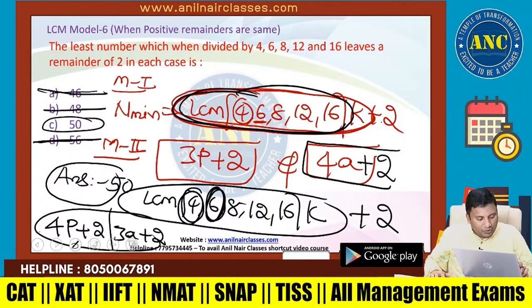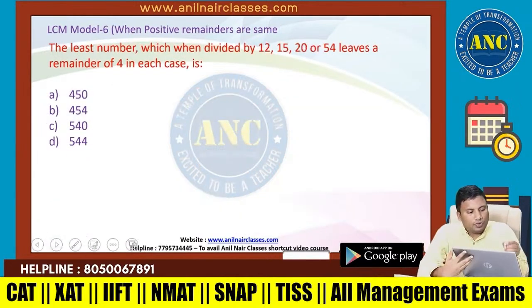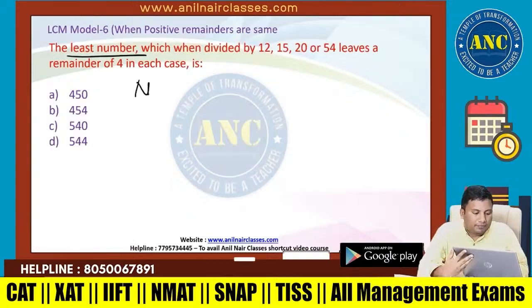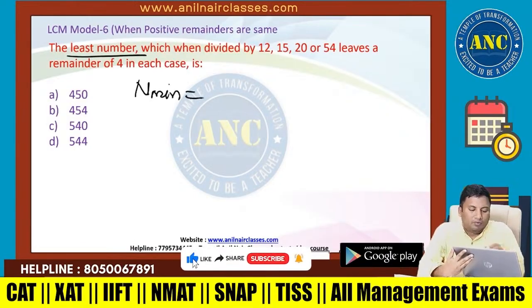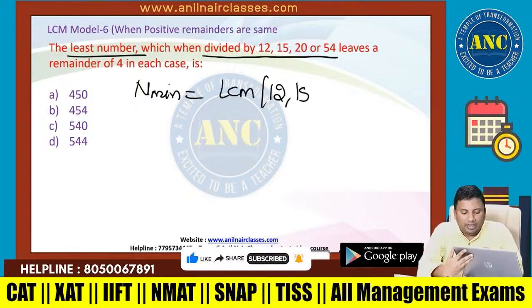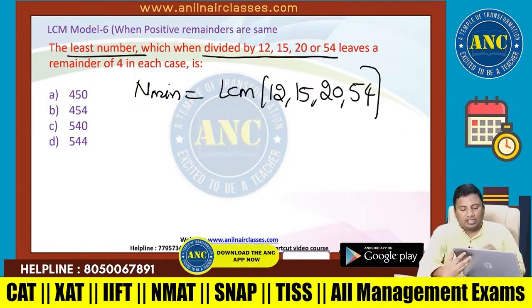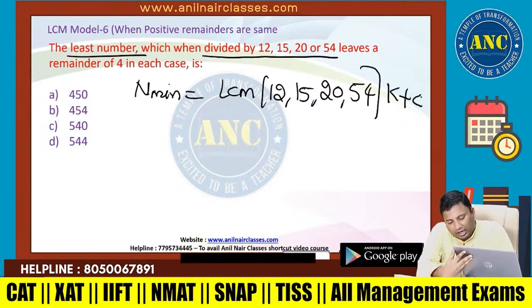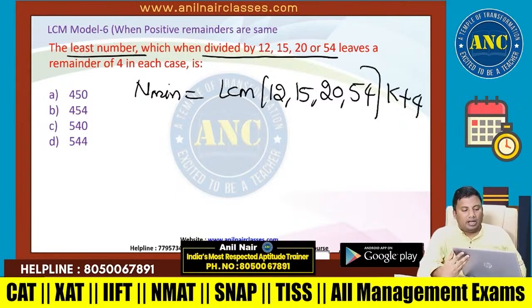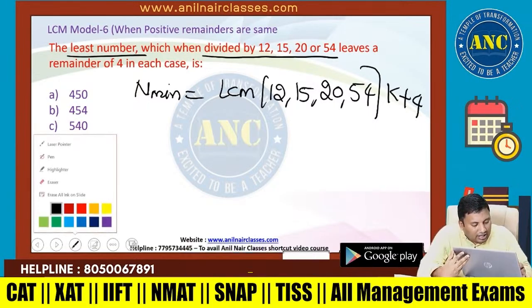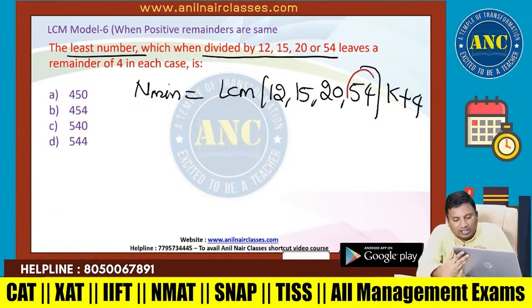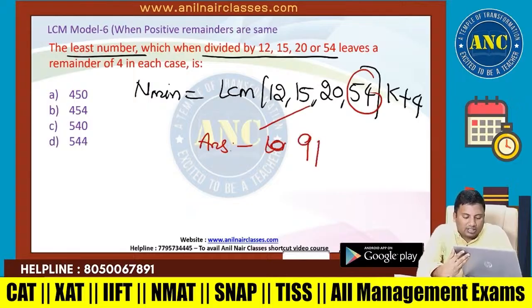Method 1, method 2. The least number, the minimum number, which when divided by 12, 15, 20, 54, gives a remainder 4. In the morning class we discussed, if one number's digital sum is 9 and we are finding the LCM, the answer LCM will also have digital sum 9.